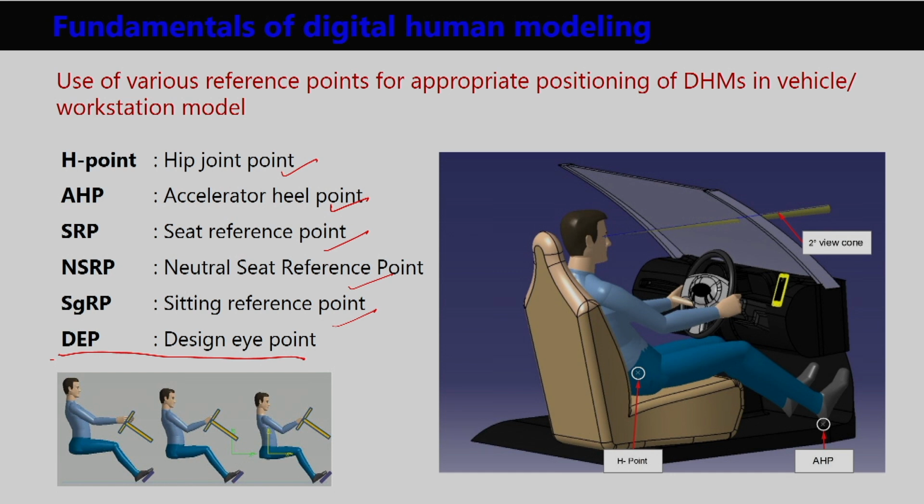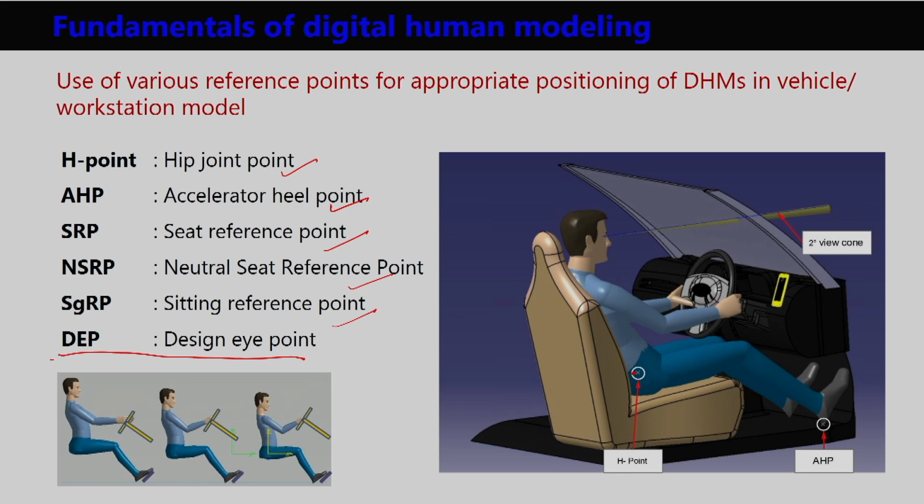Now, the first few reference points, which are used in occupant packaging in the vehicle workstation, we discussed in an earlier module. Here you can see in this image the H point for the driver. How will the H point be positioned? We will position the digital human model on the vehicle seat or the car seat based on the H point. The H point for the 95th percentile human model we mention as the seating reference point.